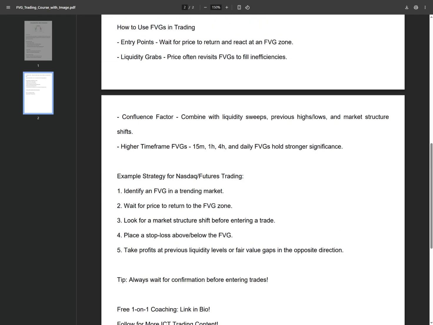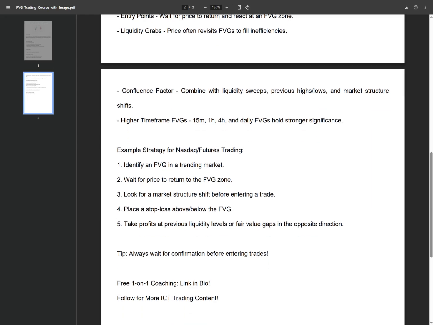And also, an example strategy for Nasdaq futures trading. Identify a fair value gap in a trending market and wait for price to return to the fair value gap zone. Then drop down to a lower time frame and look for a market structure shift before entering a trade. Place a stop loss above or below the fair value gap.